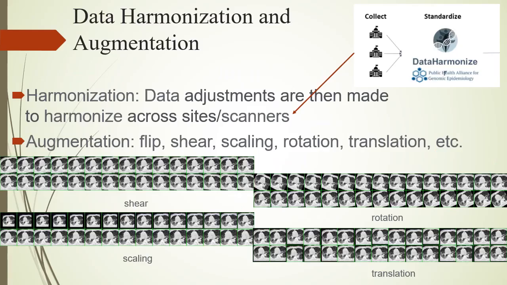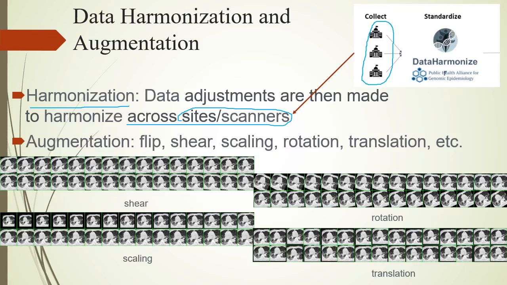Data harmonization and augmentation are also important pre-processing steps. Harmonization means we adjust the data to harmonize it across different sites and scanners. Suppose we have many different CT scanning machines, and we want to put the data together into the same data set. We need to do this kind of harmonization, because different scanners may have different parameters.